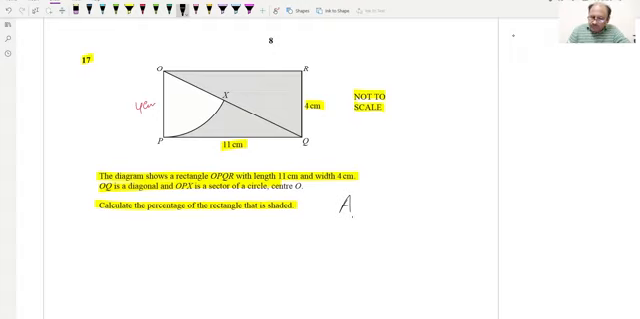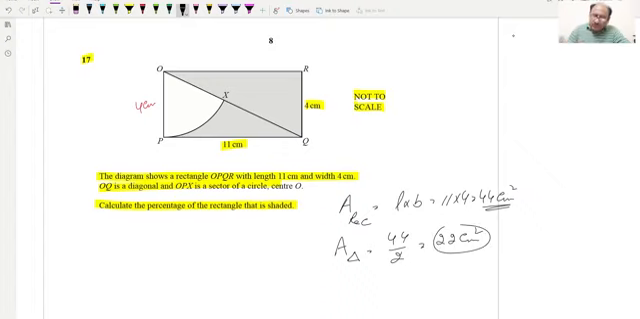So we can write here, area of rectangle is equal to length into breadth, which is equal to 11 into 4, which is equal to 44 centimeters squared. So this will be the area. Now, the area of the triangle will be what? Half of it, so 44 divided by 2, which is equal to 22 centimeters squared. So this area is 22 centimeters squared, and this one is 22 centimeters squared.